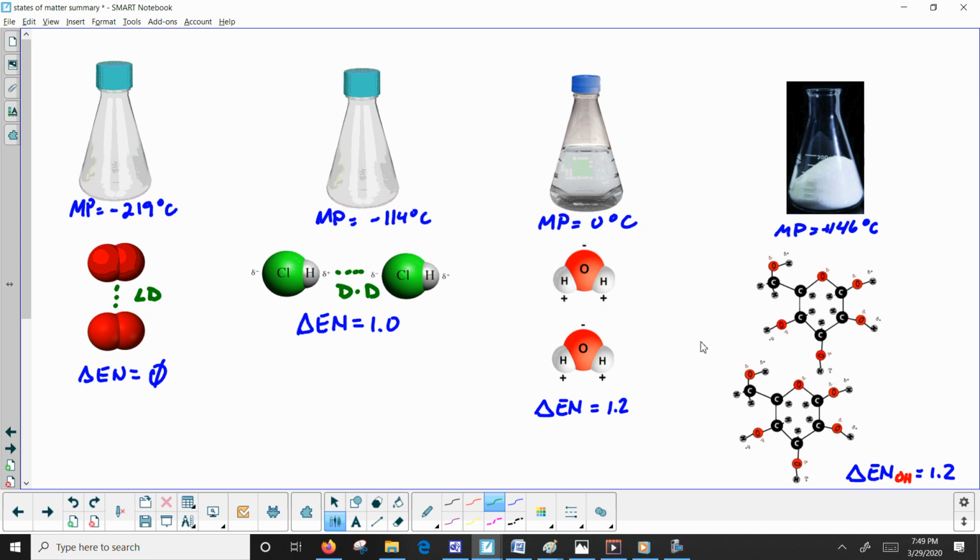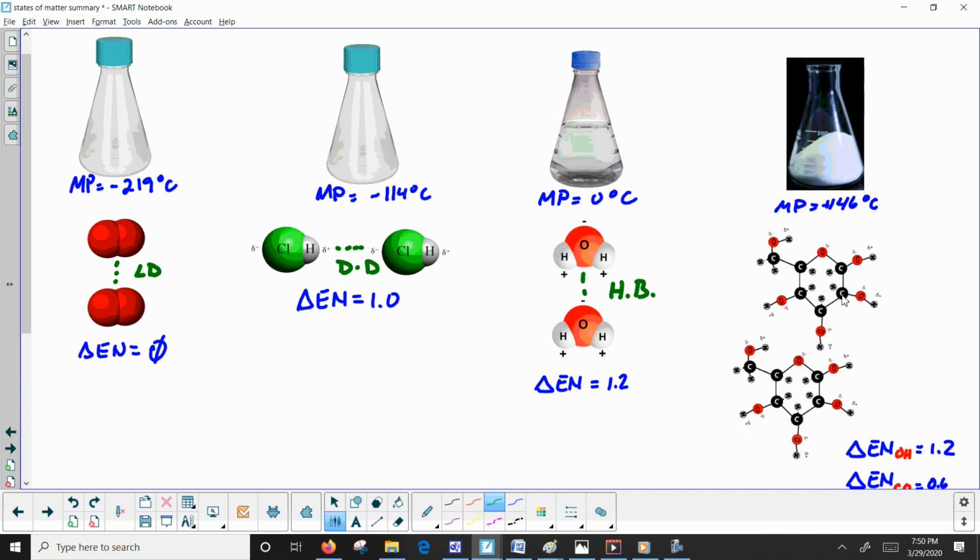And how about water? Well, water is the same thing. We have a larger difference in electronegativity, so there's a lot more attraction here between the charged dipoles. It's a special dipole-dipole interaction. Remember, this is called hydrogen bonding. So hydrogen bonds are a very strong type of dipole-dipole.